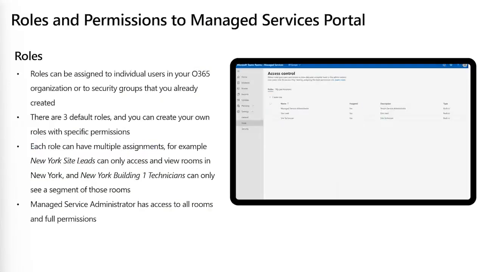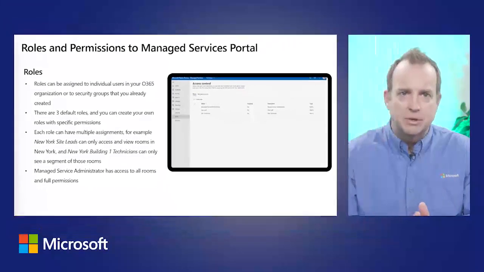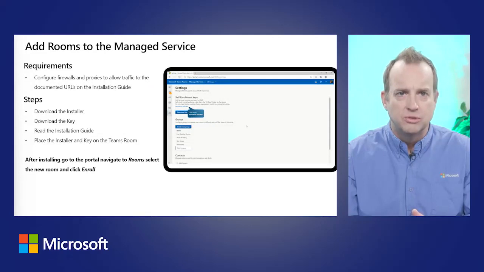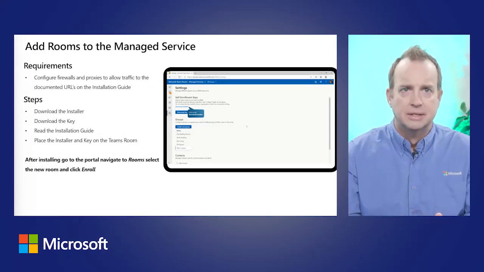There are various roles and permissions you can assign to individual users or security groups. 3 default roles. You can have your own roles as well. An example there on the slide, New York site leads, access and view rooms in New York. More restrictive still, New York Building 1 technicians can only see a segment of those rooms. If you're a managed service administrator, you have access to all rooms and full permissions.